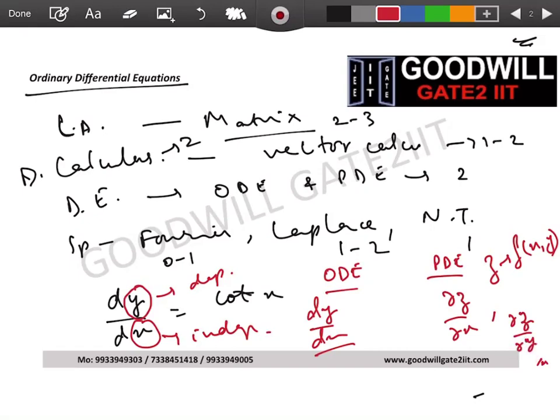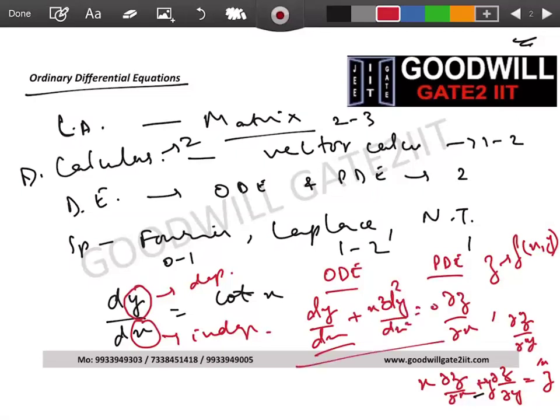So if I have an equation in the form of x dou z by dou x plus y dou z by dou y equal to z, then this will be a partial differential equation. And if I have simply an equation like x d square y by dx square plus dy by dx equals 0, this will be my ordinary differential equation, right? So an equation that involves one independent variable is called an ordinary differential equation. So you just have one independent variable.